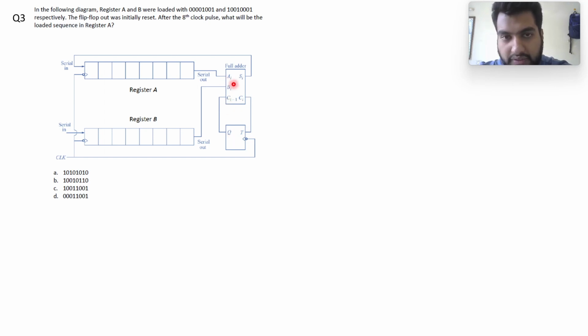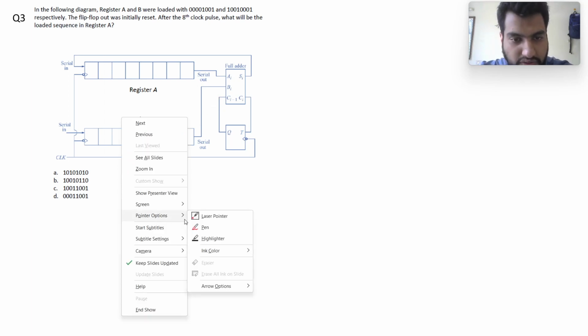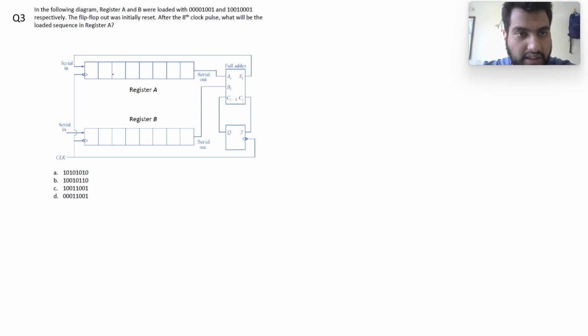So we have this AI, we have this BI, we have this Ci-1, then we have this Si, that is going to the serial input of register A, then we have this Ci, that is the carry output of the full adder, that is going to the input of the T flip-flop, and the output of the T flip-flop Q is going as an input carry to the full adder. So let's fill up register A and B with the contents. So this is 0 0 0 0 1 0 0 1, and this is 1 0 0 1 0 0 0 1, right? And this is initially 0.